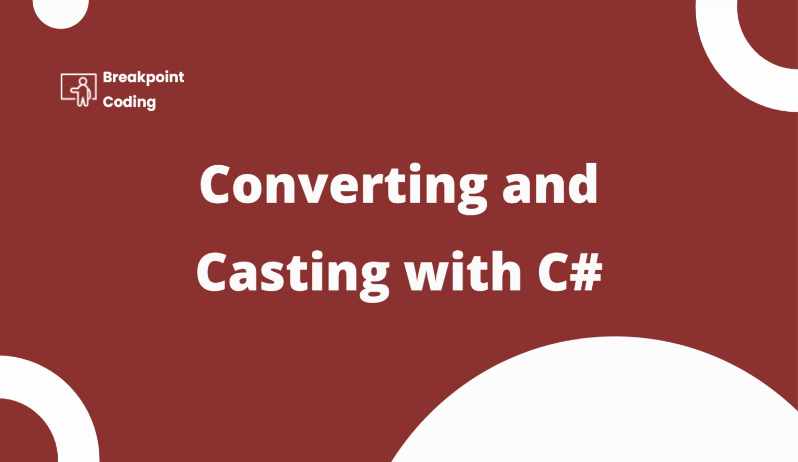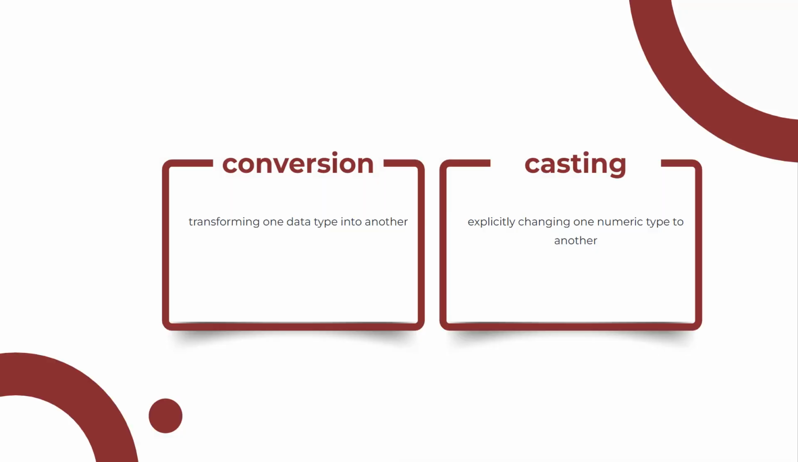In today's video, we'll explore how to convert and cast variables to numbers in C#. This skill allows you to manipulate numerical data more effectively. In C#, working with data often involves changing its type. This process is known as either conversion or casting.